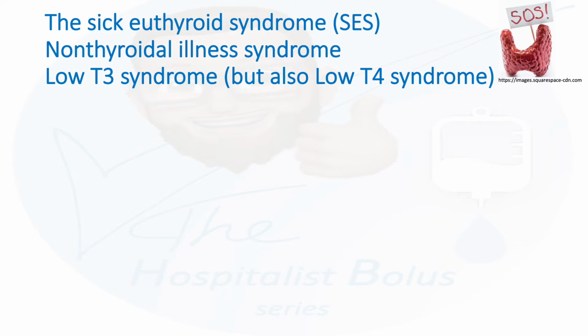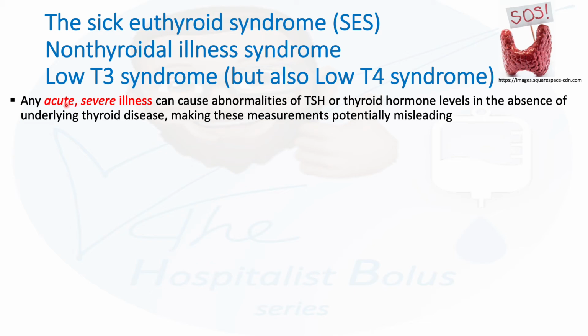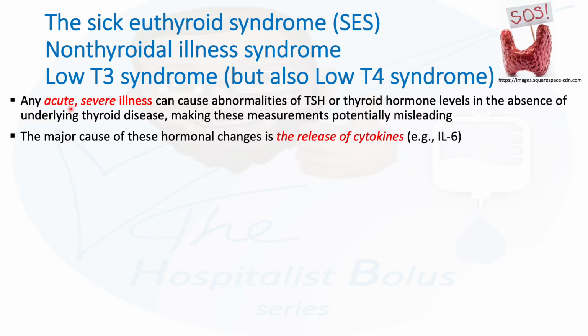Okay, now we're going to talk about the sick euthyroid syndrome, or SES, or the non-thyroidal illness syndrome, or some people call it the low T3 syndrome. Sometimes low T4, but low T3 actually is more typical. Basically, any acute severe illness can cause the syndrome, even in a structurally and functionally normal thyroid before the acute illness. So in these situations, the thyroid function test will be misleading. Again, any acute severe illness, especially in a critically ill patient, can cause the sick euthyroid syndrome.